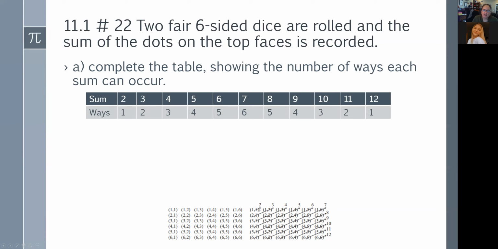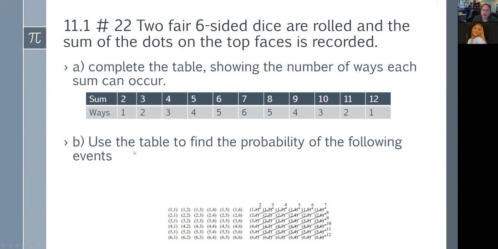There's only one way to get a sum of 2. There are 2 ways to get a sum of 3. There are 3 ways to get a sum of 4, and so on. There's only one way to get a sum of 12. That's if they're both 6s.